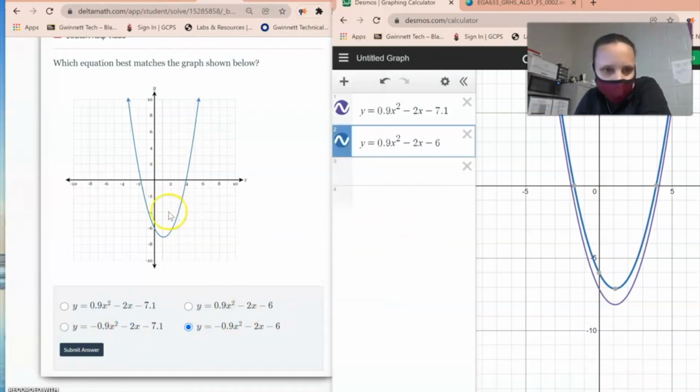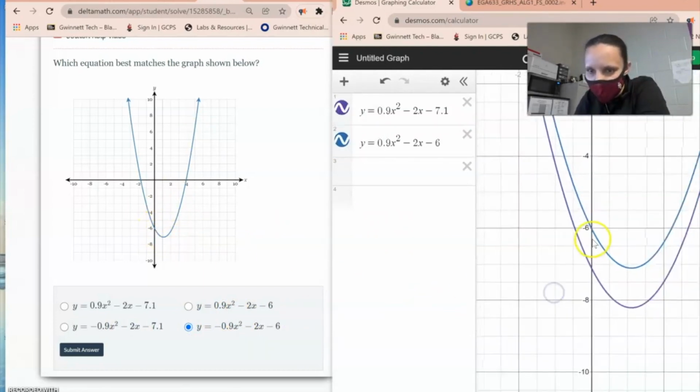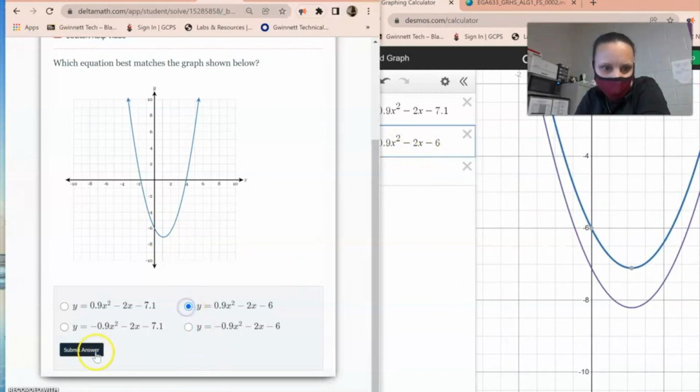All right, but I need to look for the one that crosses at, looks like, -6, right? So I'm going to zoom in. This one, the blue line, crosses at -6. That means this is the answer, so this one is the answer.